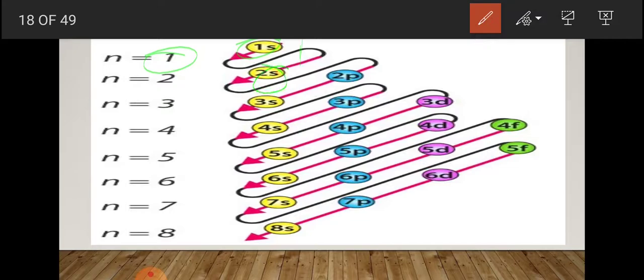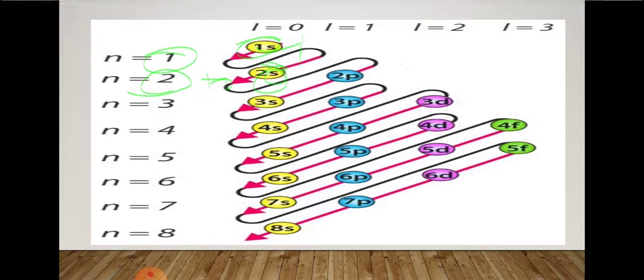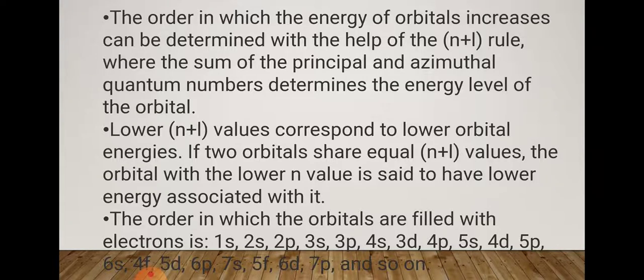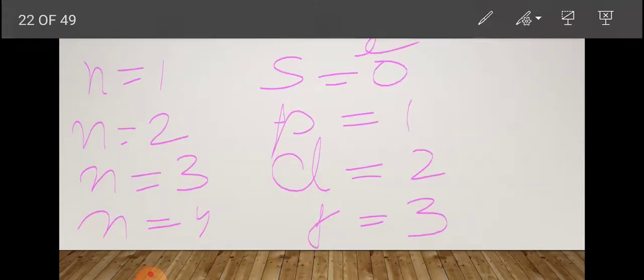Now come to 2s. For 2s, n is 2. For s, l is 0. 2 plus 0 equals 2. So after filling 1s, the electron will move to 2s. Like this only, you will keep on doing n plus l. This also you can do, but the easiest way, as I have told you, is to learn the sequence.